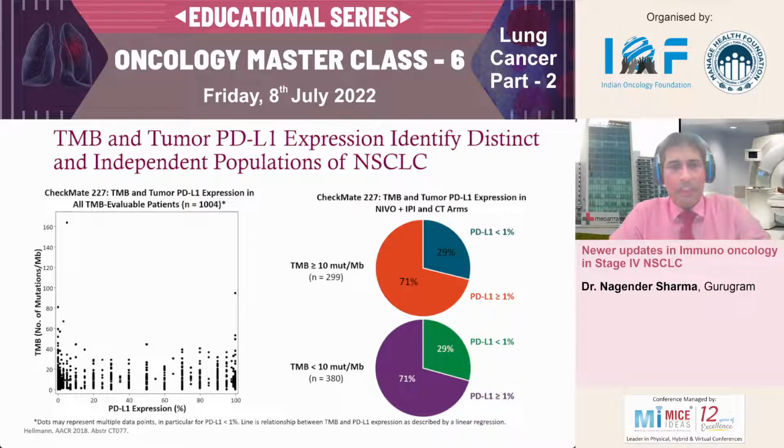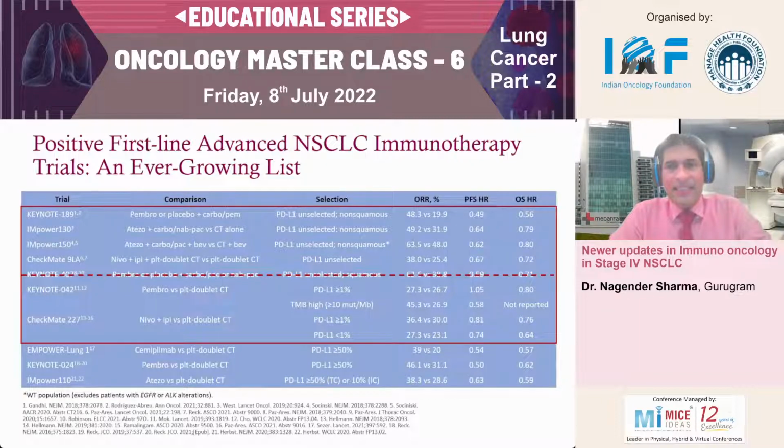So by which we'll come to know that the famous Checkmate 227 trial has taken into consideration TMB and PD-L1 expression both. All TMB evaluable patients were taken into consideration, and in the Nivo-Ipi and chemotherapy arms, 29% of patients had PD-L1 less than 1%, and those patients who had PD-L1 greater than or equal to 1% were 71%, and in those patients the tumor mutation burden was greater than 10 mutations per megabase. Those patients who had tumor mutation burden less than 10 mutations per megabase were 31%, and PD-L1 less than 1% to 9%.